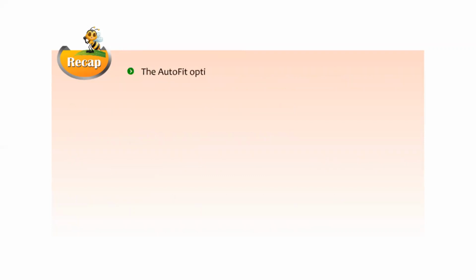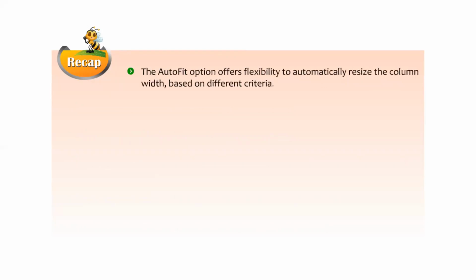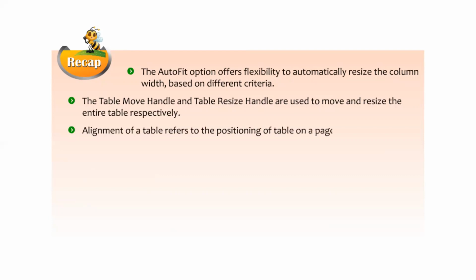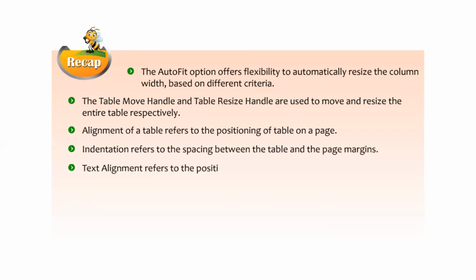The Auto Fit option offers flexibility to automatically resize the column width based on different criteria. The Table Move handle and Table Resize handle are used to move and resize the entire table respectively. Alignment of a table refers to the positioning of table on a page. Indentation refers to the spacing between the table and the page margins. Text alignment refers to the positioning of text in the cells of a table.